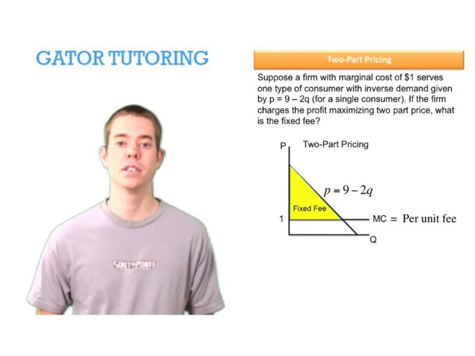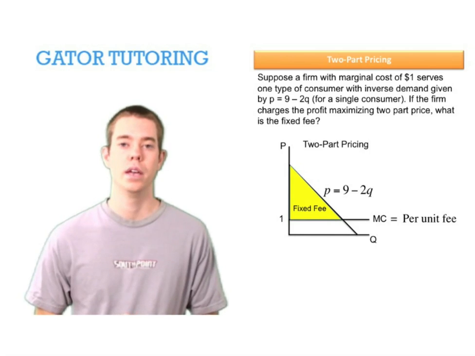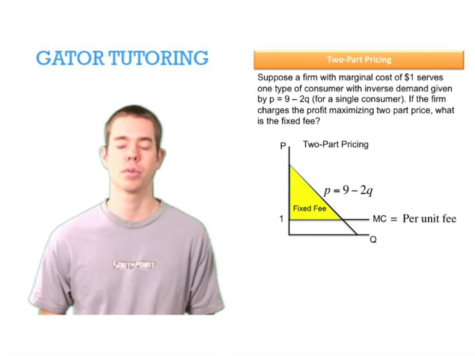Now the fixed fee is this yellow triangle. And the reason we charge a fixed fee is to capture all the consumer surplus. So this is just one way of capturing all the consumer surplus, two-part pricing. Now, how do we solve for that yellow triangle?